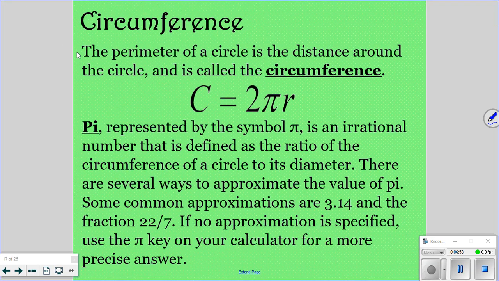So on this one, if no approximation is specified, I want you to use the pi symbol, the pi button on your calculator. Don't type in 3.14. I know in middle school sometimes y'all were told to put in 3.14 for pi, but if it doesn't say use 3.14, if it just says find the area or the circumference or whatever, I want you to start getting in the habit of putting pi in your calculator.